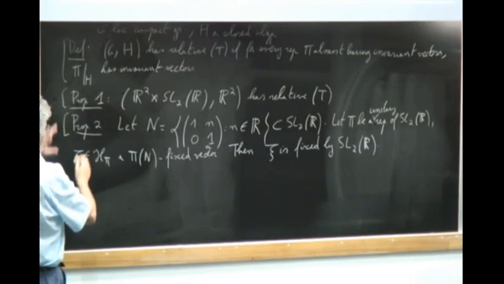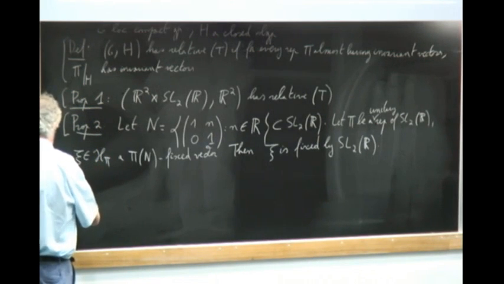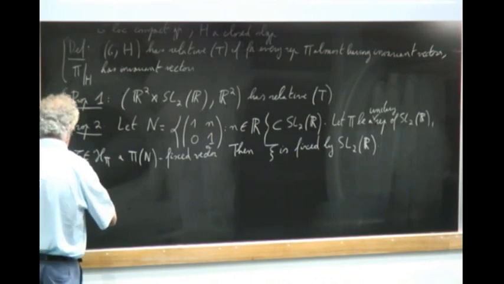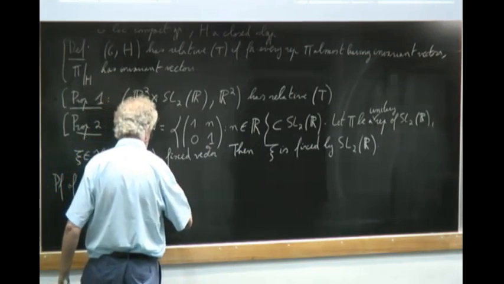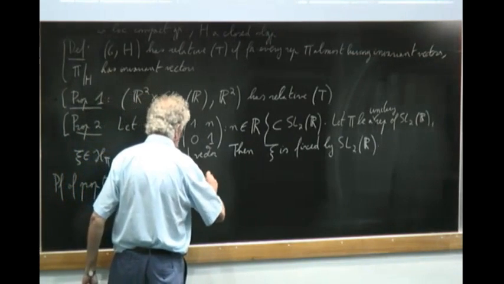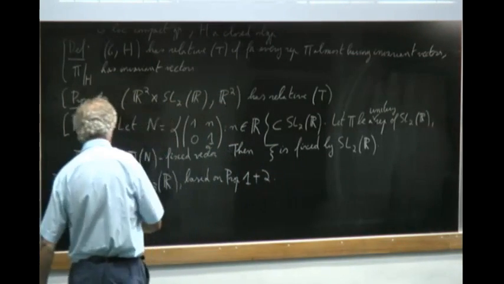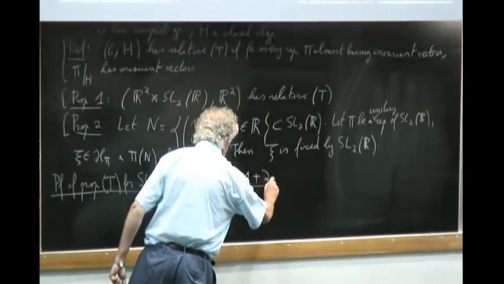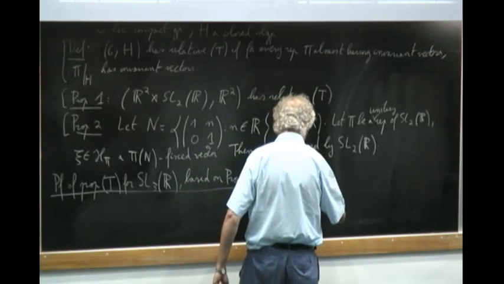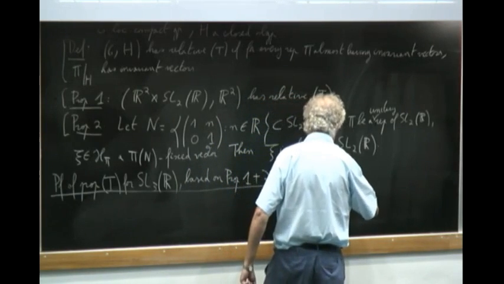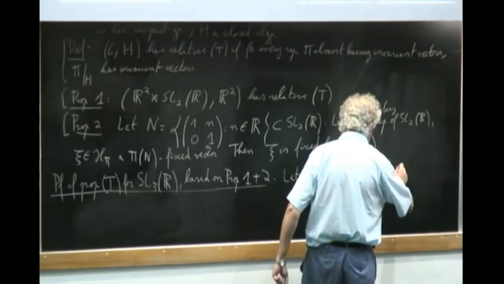And okay, assuming these two propositions, let me give a proof of property T for SL3R based on proposition 1 and 2. So, okay, let pi be a representation of SL3R almost having invariant vectors.